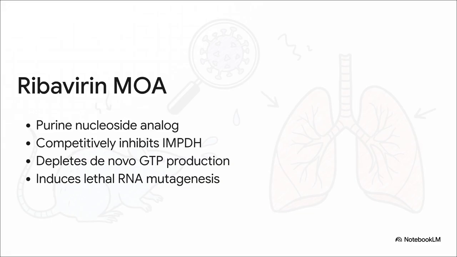It's a purine nucleoside analog, and it works by competitively inhibiting IMPDH. Why does that matter? Because it completely depletes de novo GTP production. It literally starves the virus of its building blocks, which in turn induces lethal RNA mutagenesis. Make sure you understand that step-by-step mechanism cold.